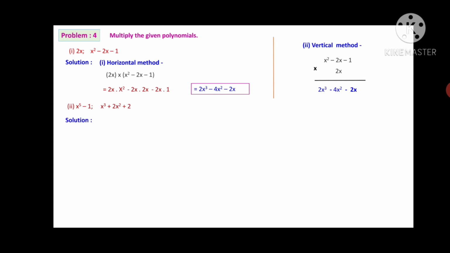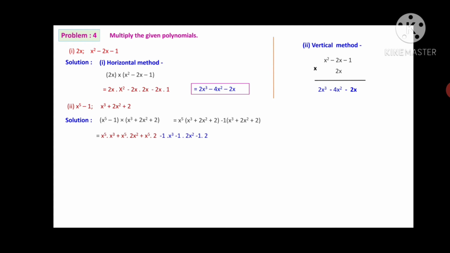x cube plus 2x square plus 1. We will see the horizontal method. Here, x cube minus 1 into x cube plus 2x square plus 2. First of all, we will multiply x to the power 5 with the whole second polynomial, that is x cube plus 2x square plus 2, and minus 1 is multiplied again with the same whole bracket, that is x cube plus 2x square plus 2. Friends, the result will be like this.